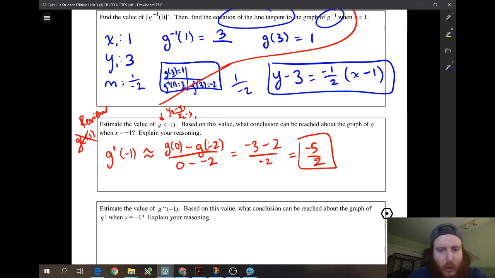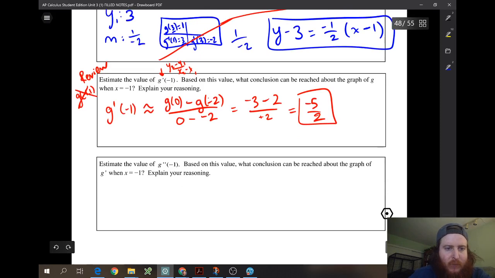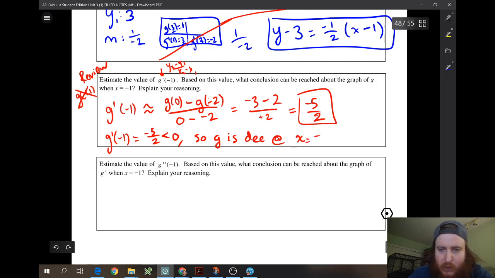Based on this value, what conclusion can we reach about g? Now we want to remember, what does g prime tell us? It tells us the slope. It tells us if we're increasing or if we're decreasing. So g prime of negative 1 equals negative 5 halves, which is less than 0. So g is decreasing at x equals negative 1.